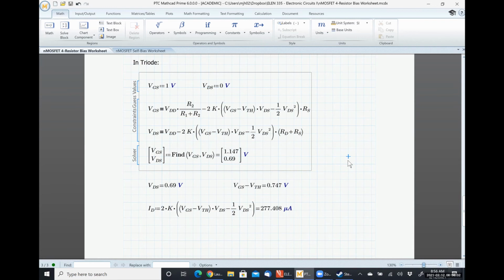Okay, so we can see here that we have a VDS of 690 millivolts, VGS minus VTH of 747 millivolts. So we are in triode conditions, and then our drain current comes out to be 207.408 microamps. Okay, so using MathCAD is a smart way to go here.